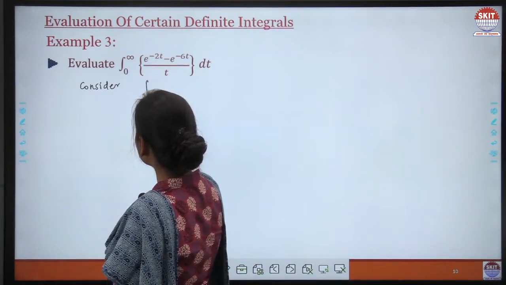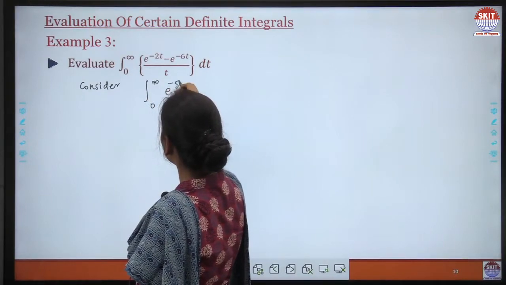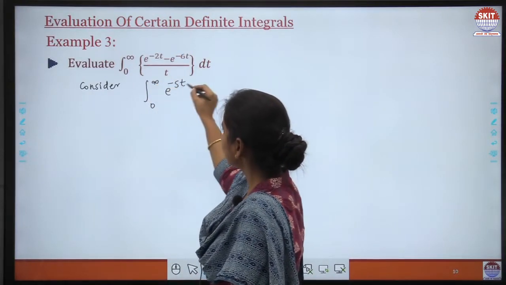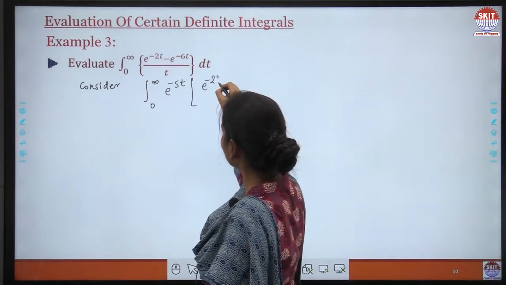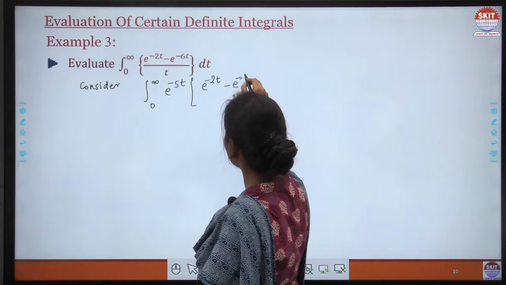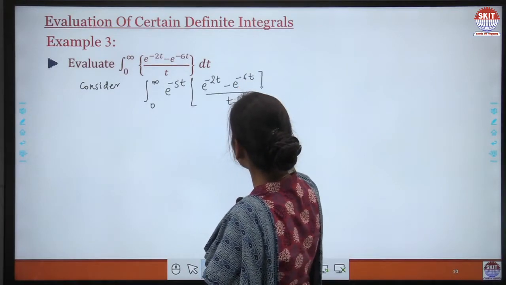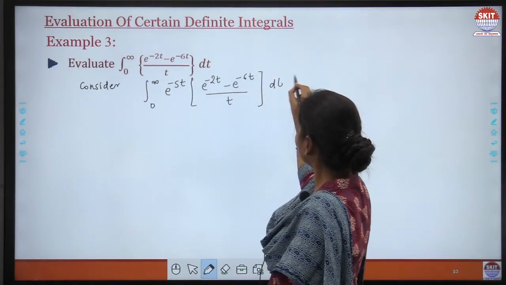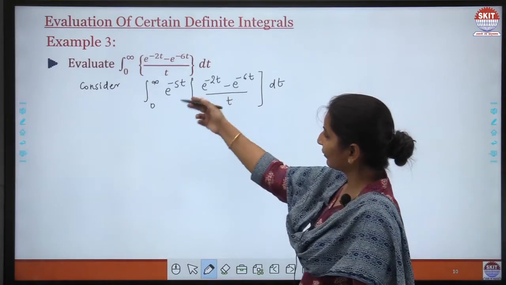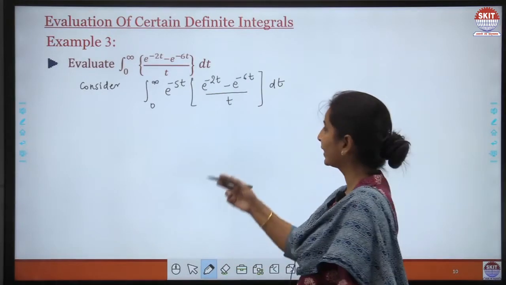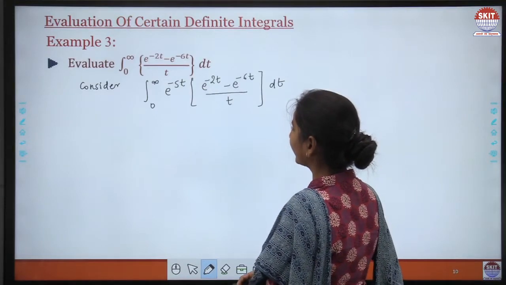That means I consider the integral from 0 to infinity of e to the power minus st, and then I write down e to the power minus 2t minus e to the power minus 6t, by t, dt. So you can evaluate any integral by means of Laplace transform if it has the limits from 0 to infinity, and we can introduce some exponential in its integrand or in its kernel.